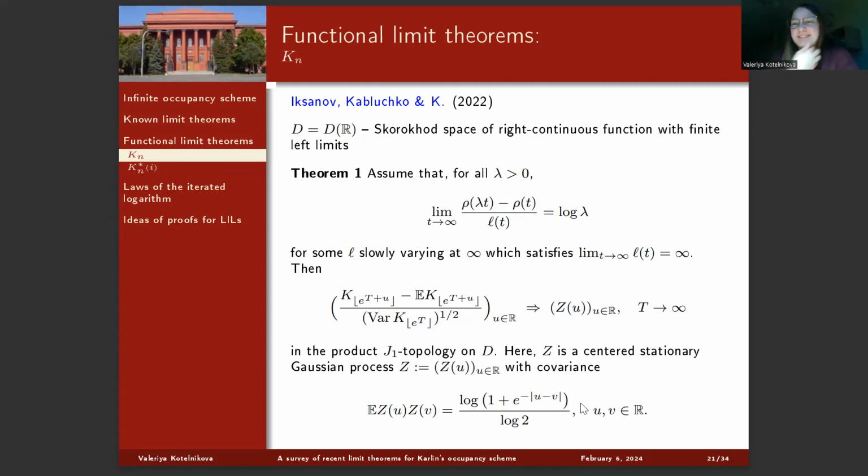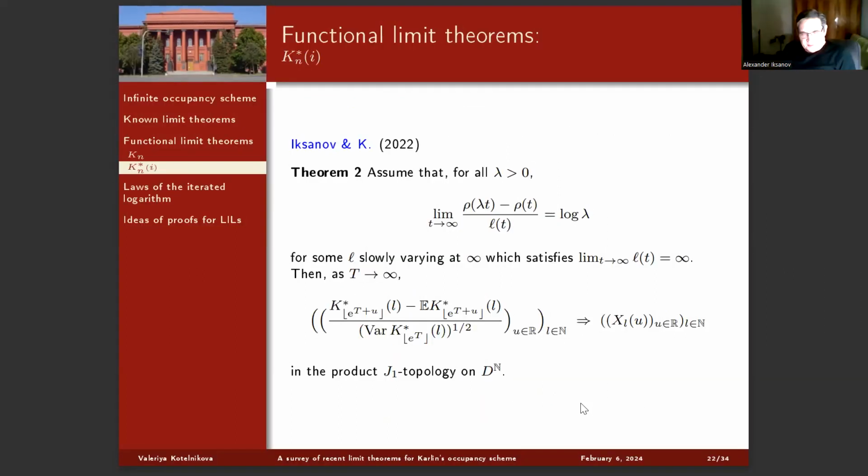Yeah, you are right. It will be a product when we have here d to the power n. Okay. So now passing to the case when we are going to have the product J1 topology.